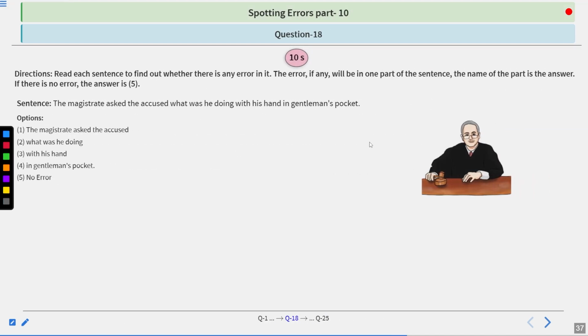The sentence: the magistrate asked the accused what was he doing with his hand in gentleman's pocket. Options are given below. You have 10 seconds to spot the error.